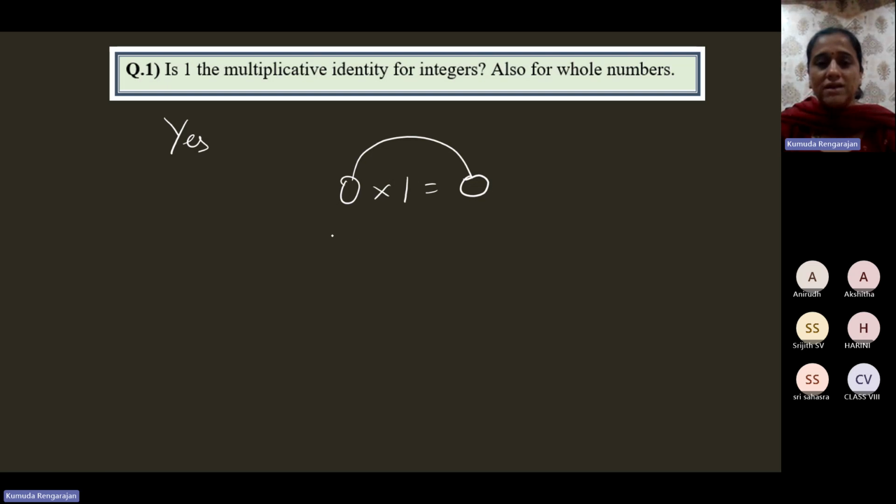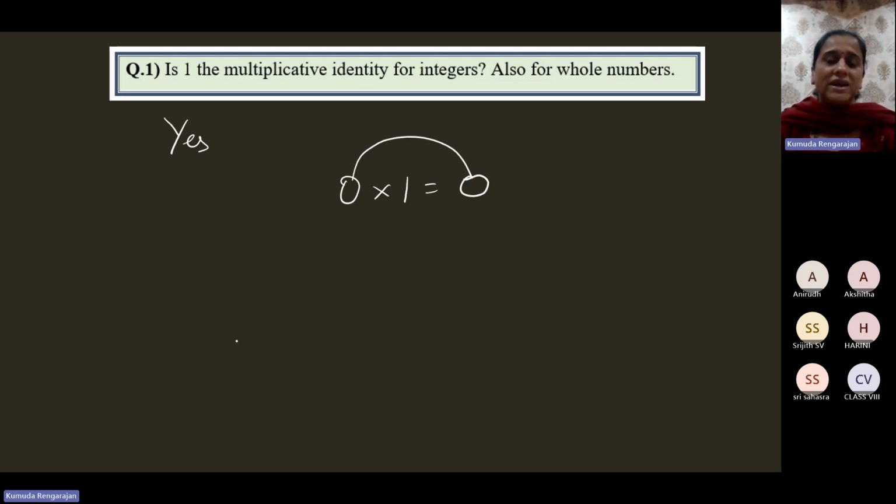When you multiply a rational number, so integers are rational numbers, whole numbers are rational numbers. 1 is the multiplicative identity for rational numbers. So every natural number, whole number, integers are all rational numbers. So when we say 1 is the multiplicative identity for rational numbers, it includes natural numbers, whole numbers, integers.